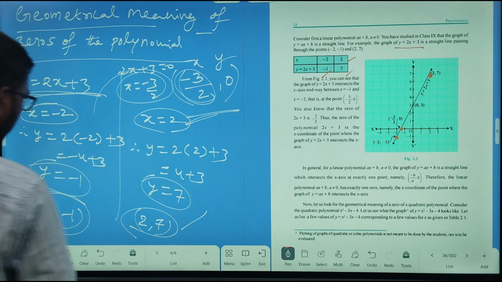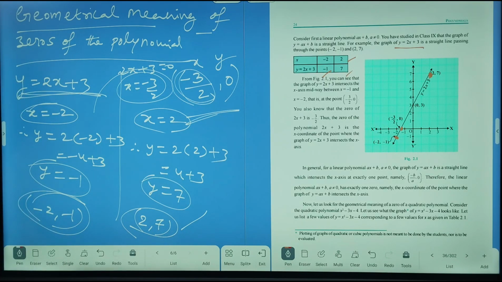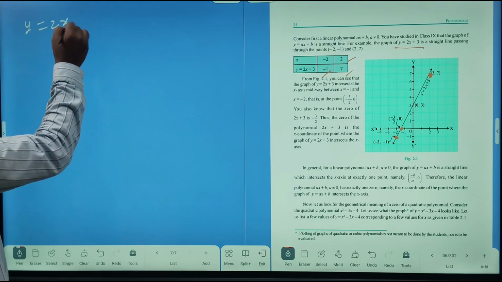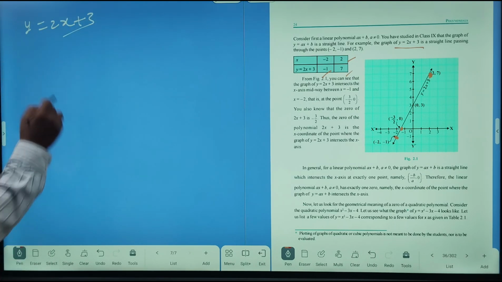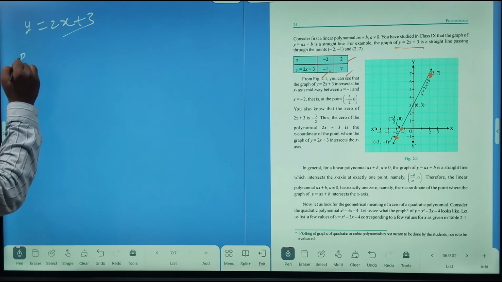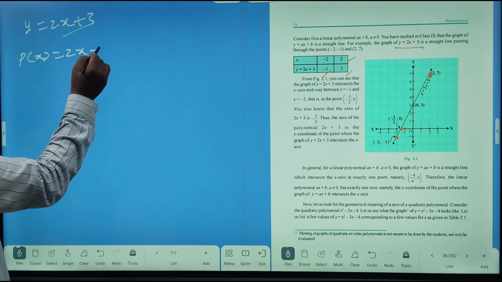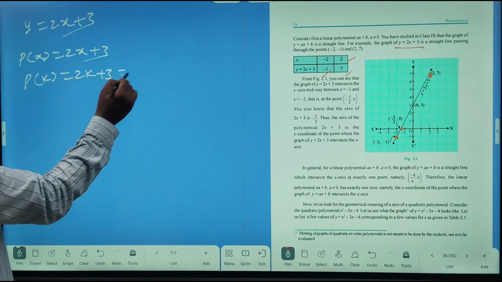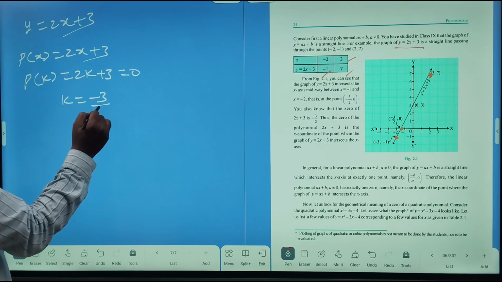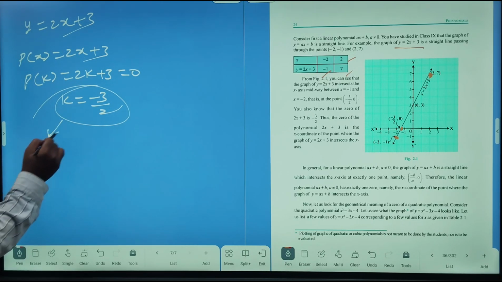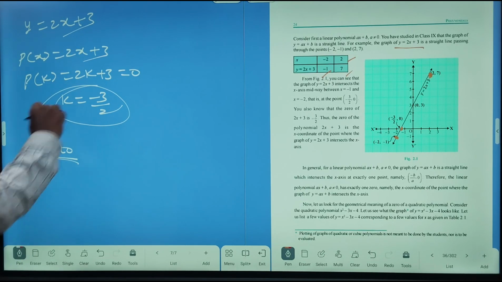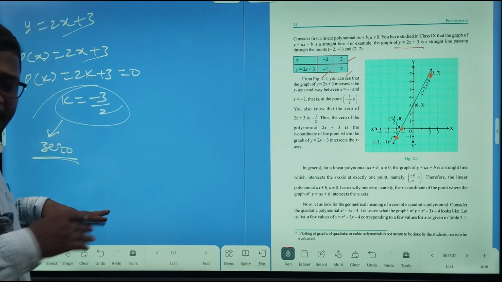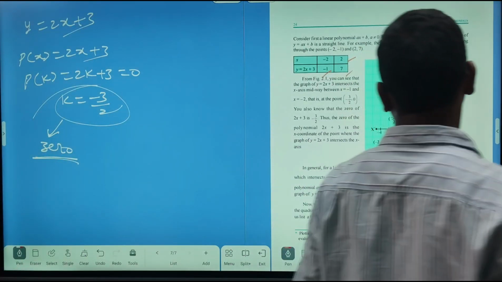Of course, you know the concept to find the zero of the polynomial y equal to 2x plus 3. How? Suppose let p of x is equal to 2x plus 3. P of k is equal to 2k plus 3. If you equate it to 0, then k is equal to minus 3 by 2. That is the zero of the polynomial. The same thing we obtained without this calculation, through the graph here.